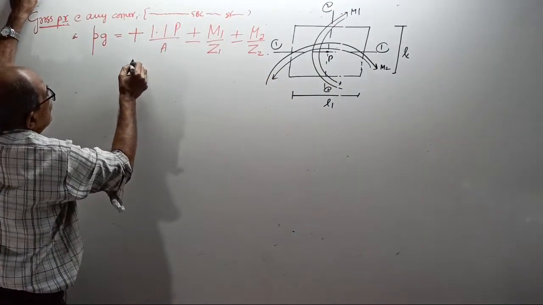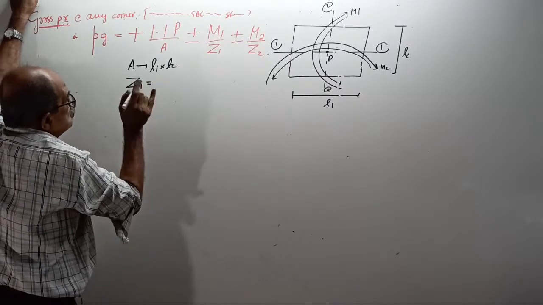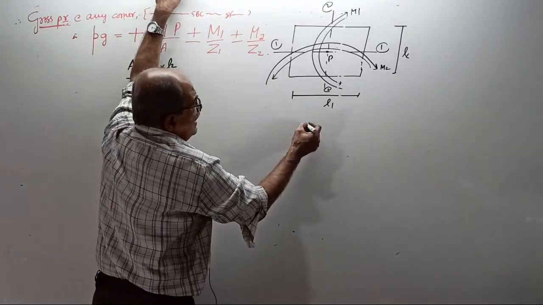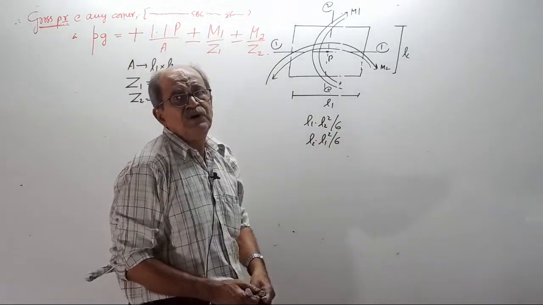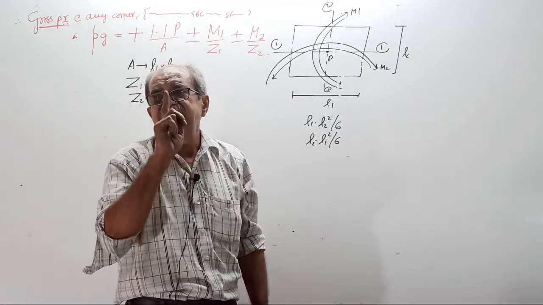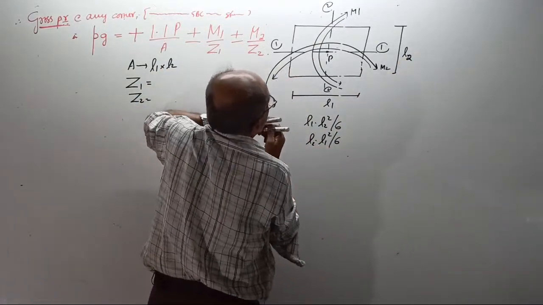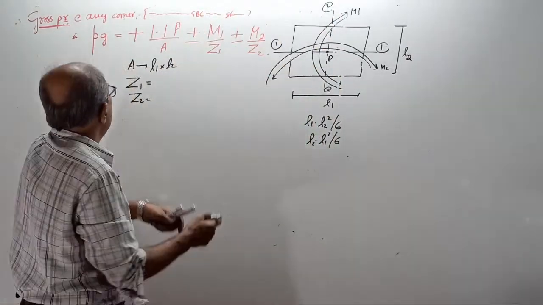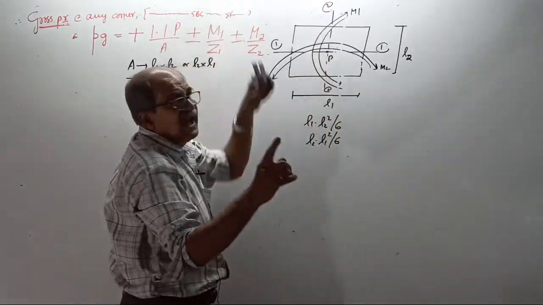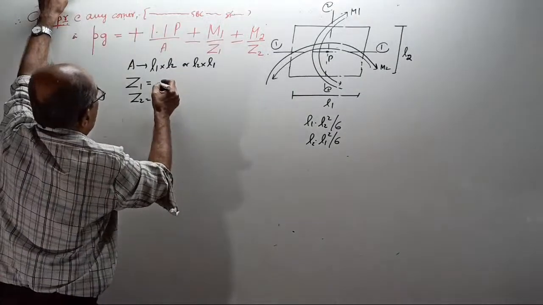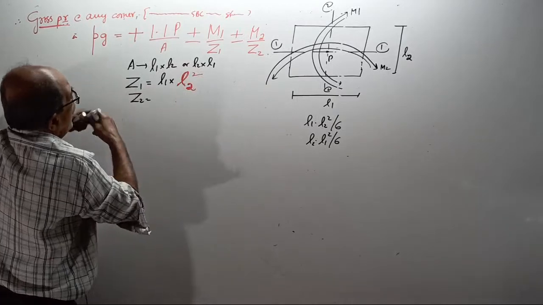Now tell the answer. Where A is L1 into L2. First tell me Z1 or Z2. Those who want, make a note. General formula for Z is either L1 into L2 square by 6 or L2 into L1 square by 6. Make a note. Squaring is always for structural depth. Tell the answer. For M1, first answer. For M1, which is the structural depth? First, area is L1 into L2 or L2 into L1, no problem. For M1, structural depth is L2. Therefore, Z1 is L1 into L2 square divided by 6.